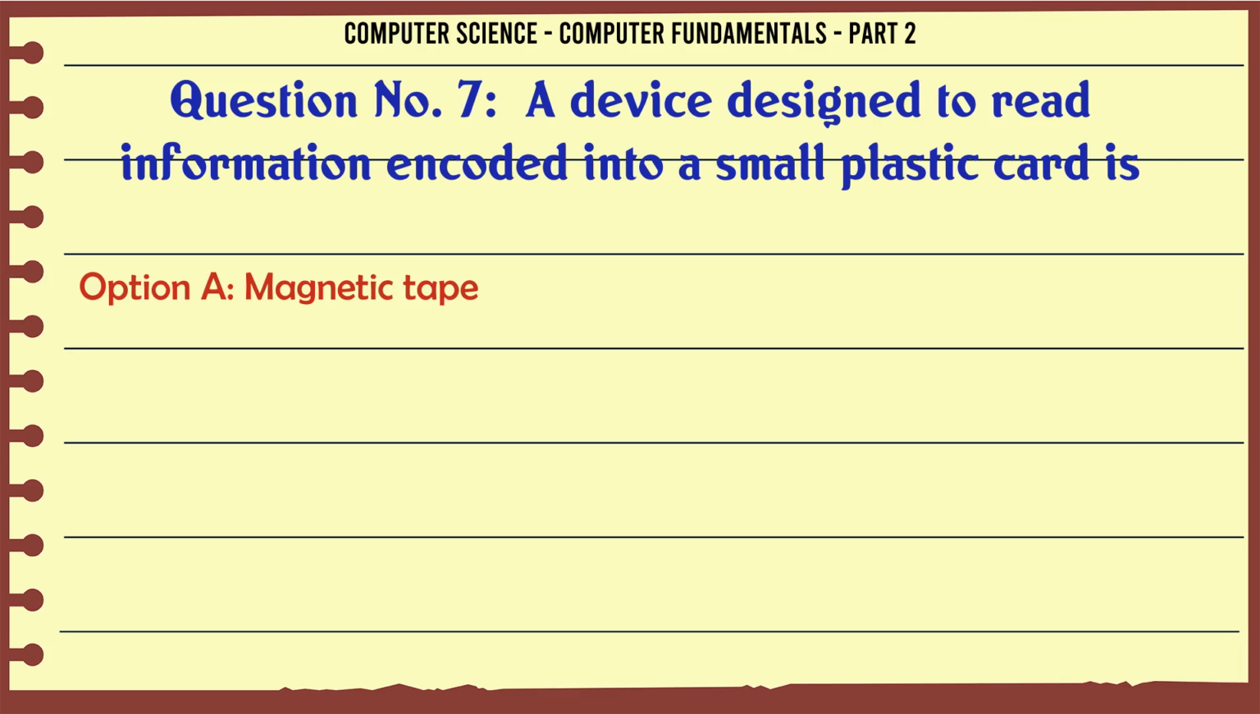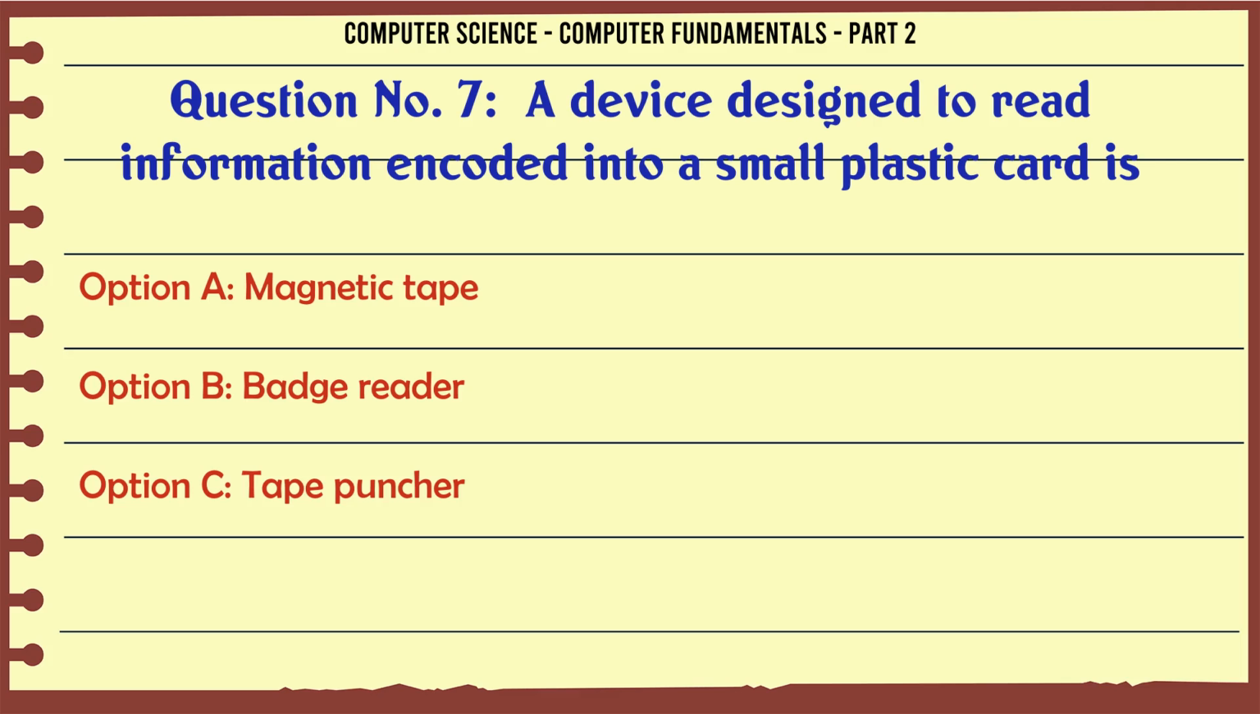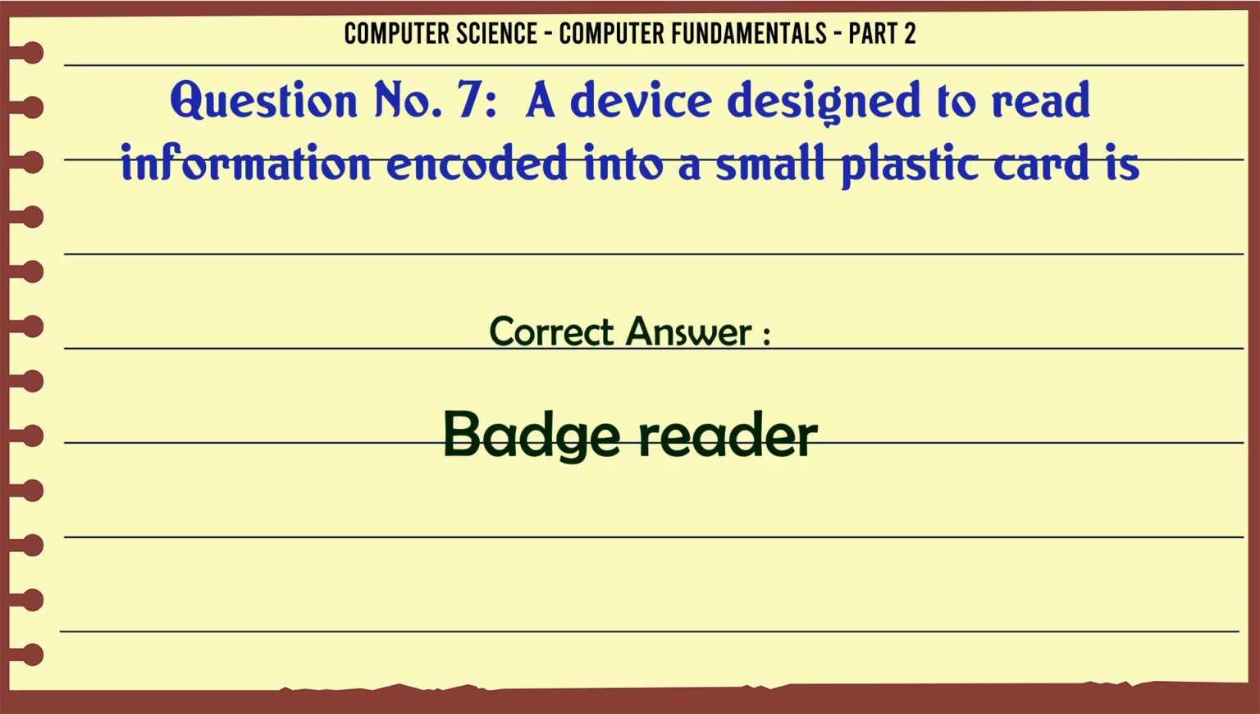A device designed to read information encoded into a small plastic card is: A. Magnetic tape, B. Badge reader, C. Tape puncher, D. Card puncher. The correct answer is badge reader.